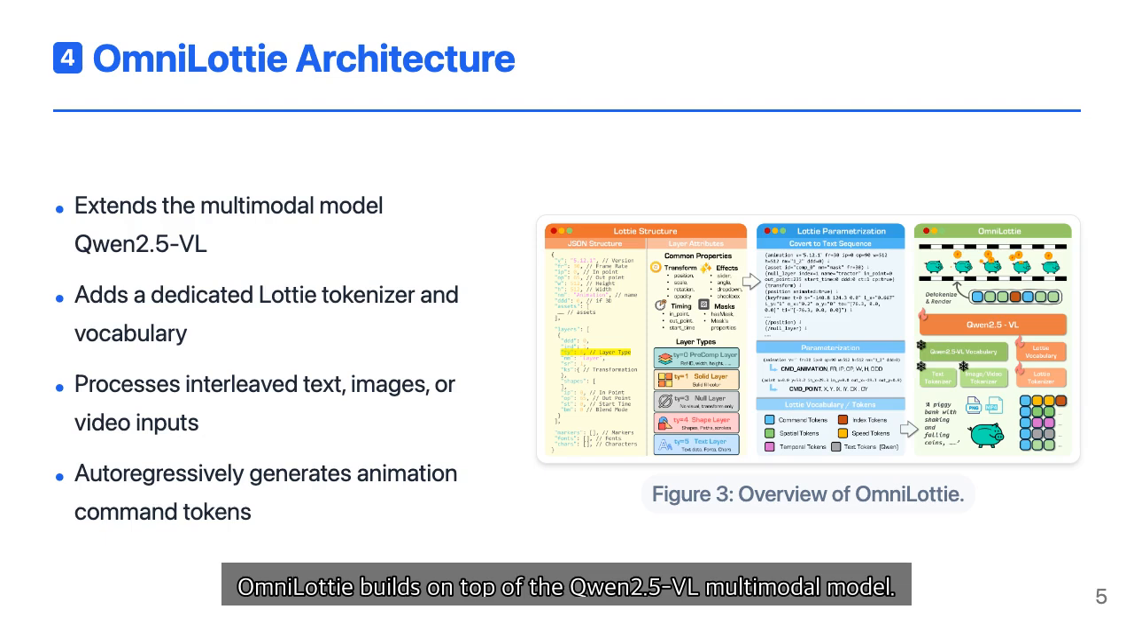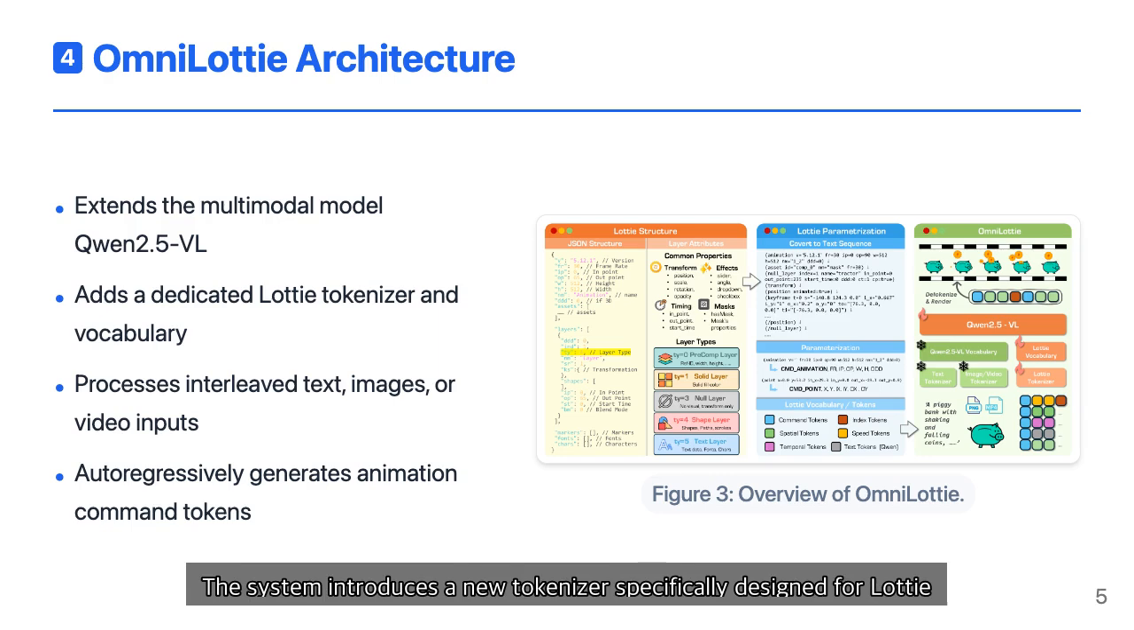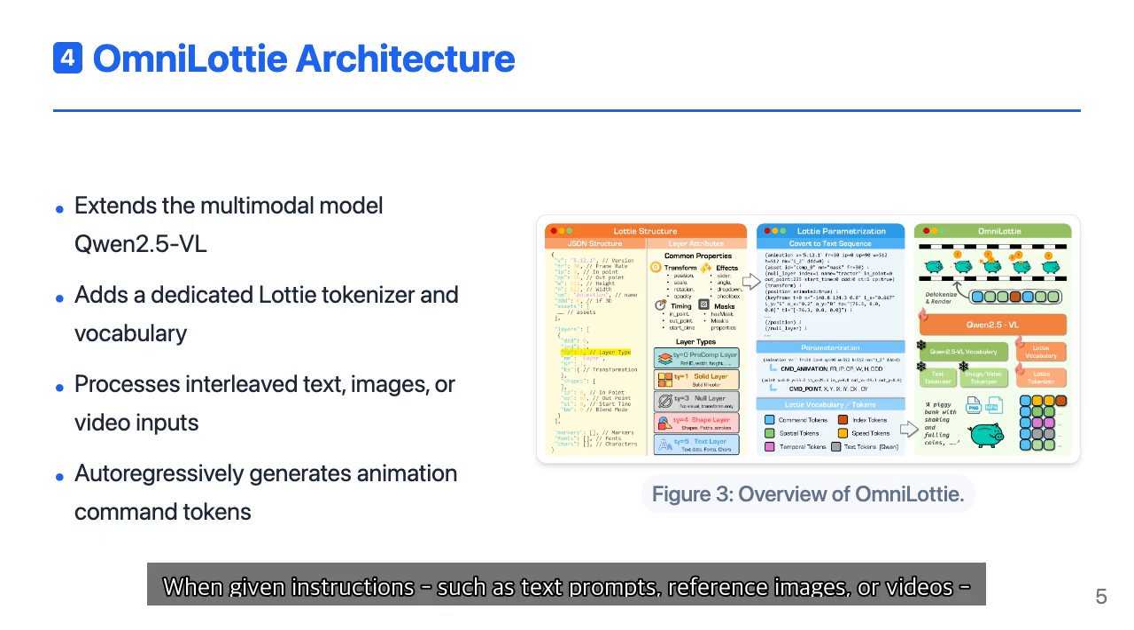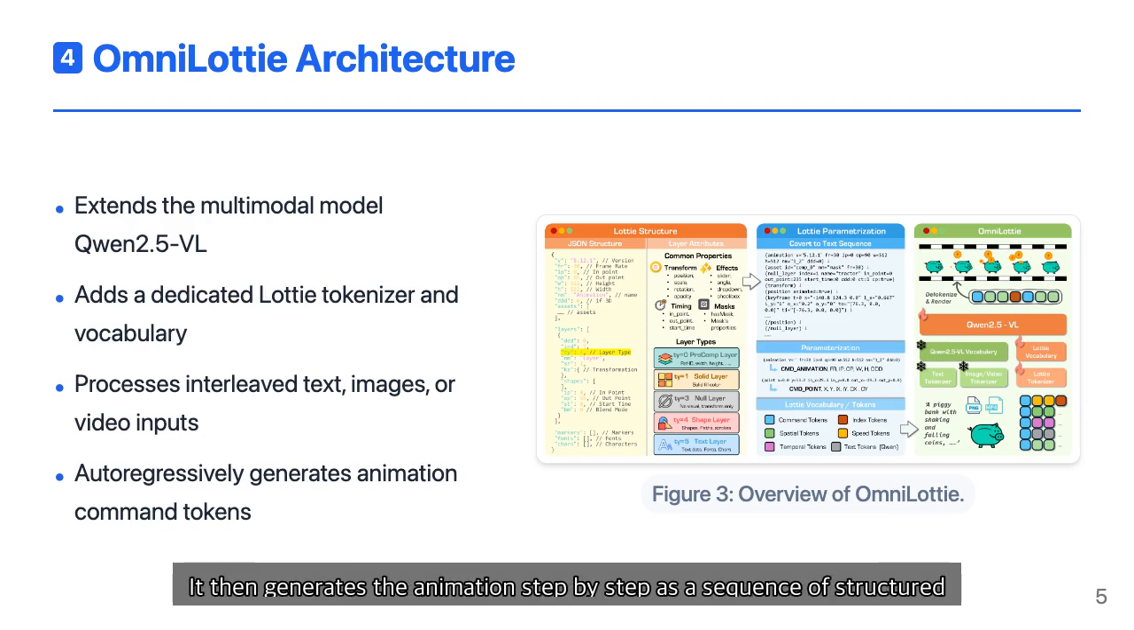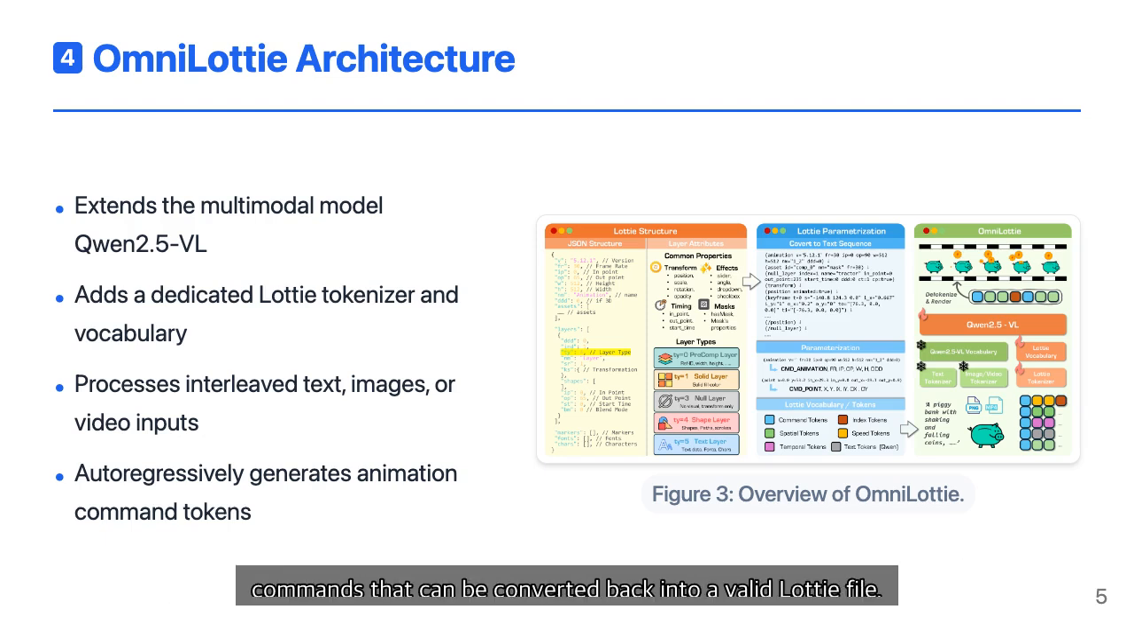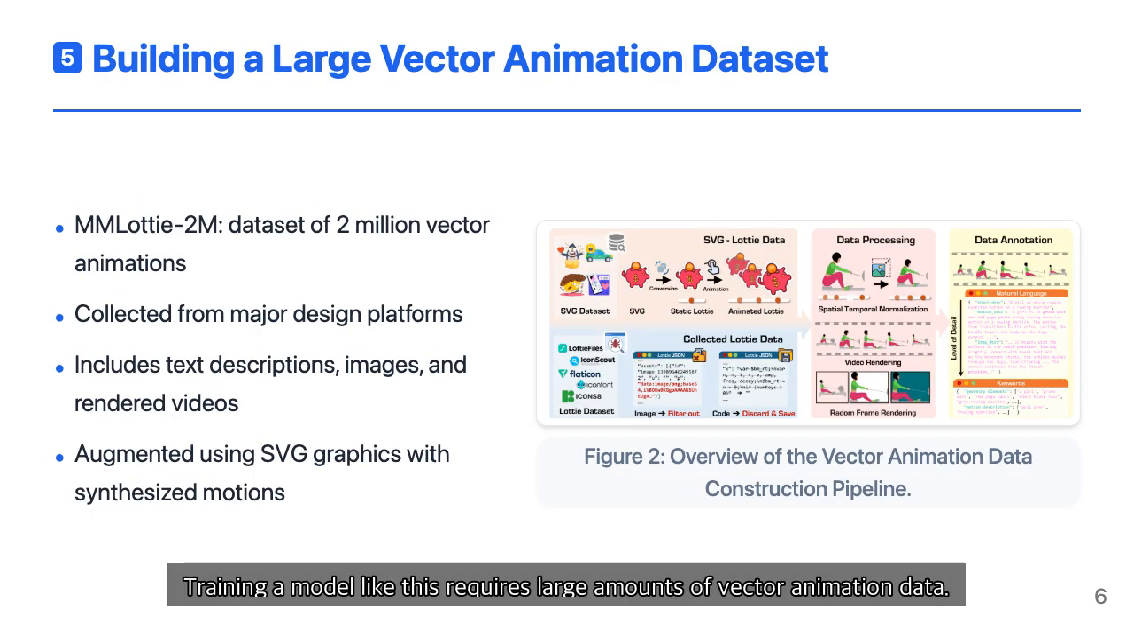OmniLottie builds on top of the Qwen 2.5 VL multimodal model. The system introduces a new tokenizer specifically designed for Lottie animation commands. When given instructions, such as text prompts, reference images, or videos, the model processes them alongside the animation tokens. It then generates the animation step by step as a sequence of structured commands that can be converted back into a valid Lottie file.